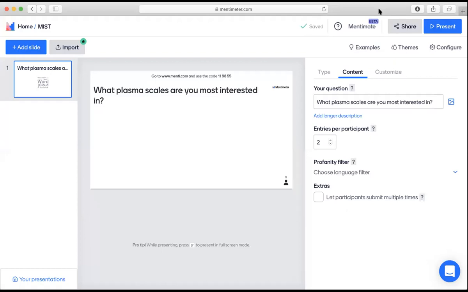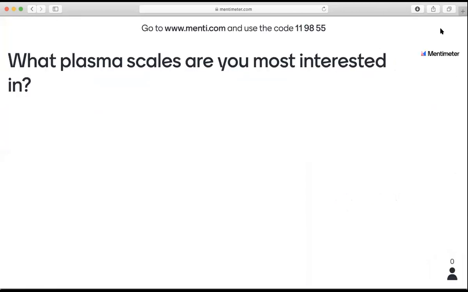And the different screen is this one. So now please take your computer or your mobile phone or whatever you have and go to this website that you see at the top, menti.com. And there you will be asked to put in a number. The number for this is just this one here, 119855. And then your phone or your computer will ask you this question: what plasma scales are you most interested in?